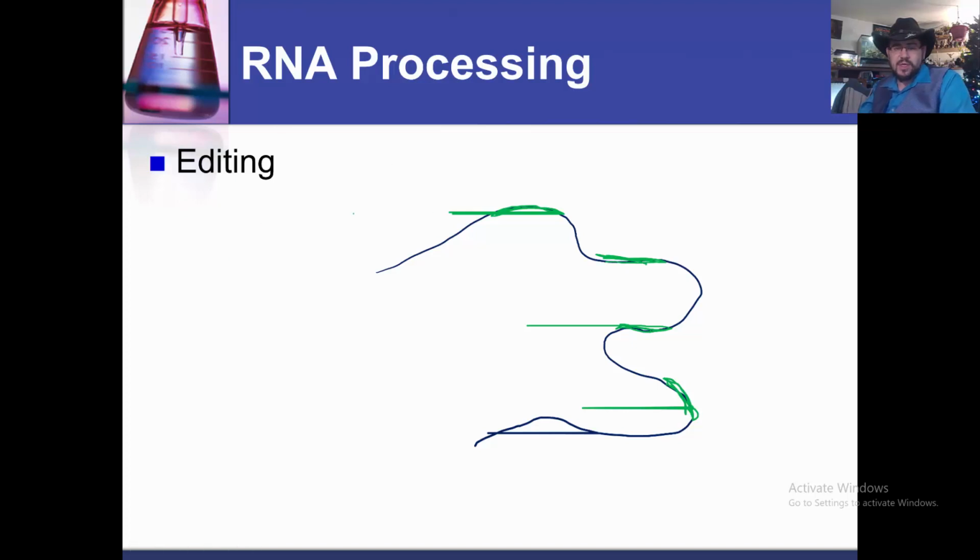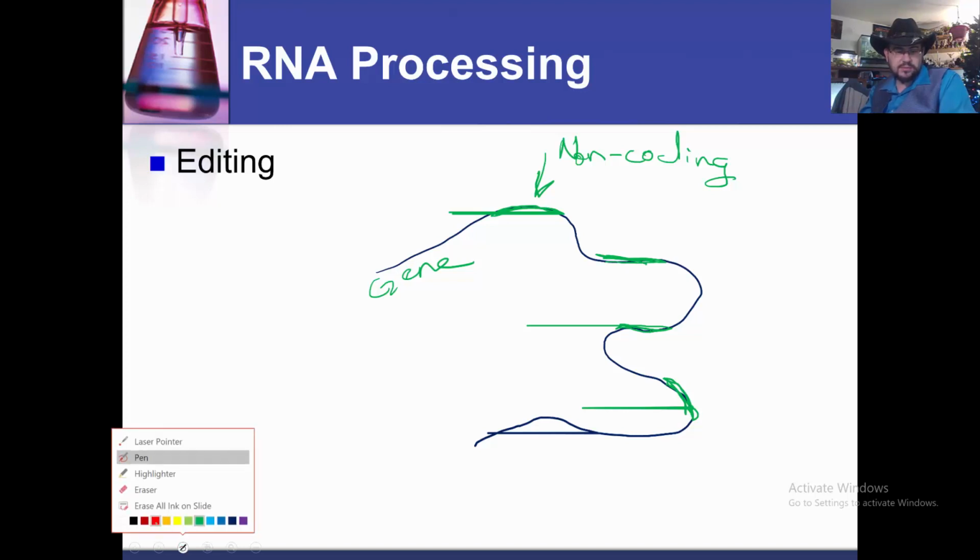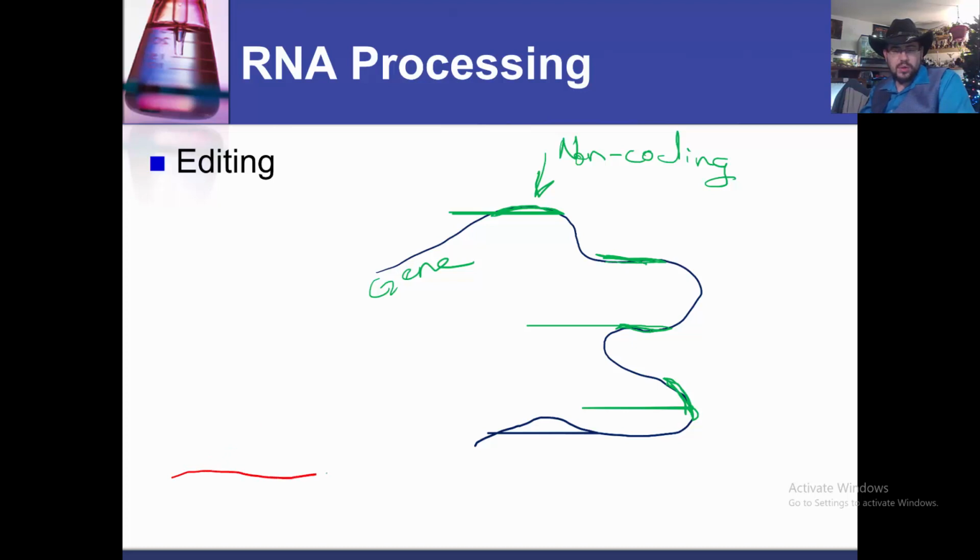So here we have non-coding regions. This is our gene, which means when we make our transcript off of this gene, our transcript will also have non-coding regions. This is bad, because a protein has to have a very specific structure. It has to be folded in just the right way, presented in just the right way. So we don't want all these non-coding regions in our transcript to mess up the protein.